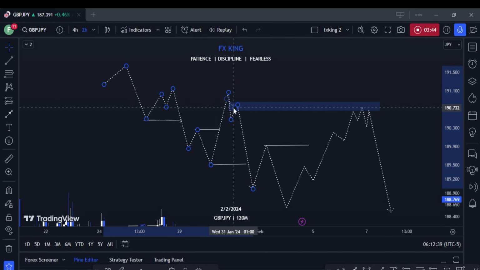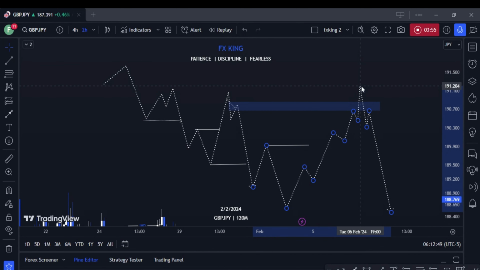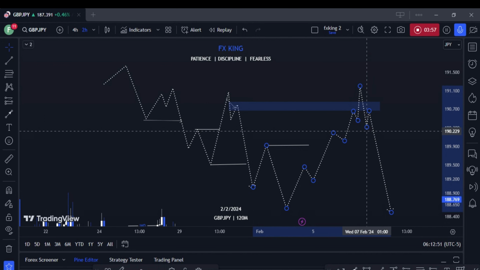This is an example of a point of interest you should avoid, because it will normally lead to losses and maybe a sweep of this high.